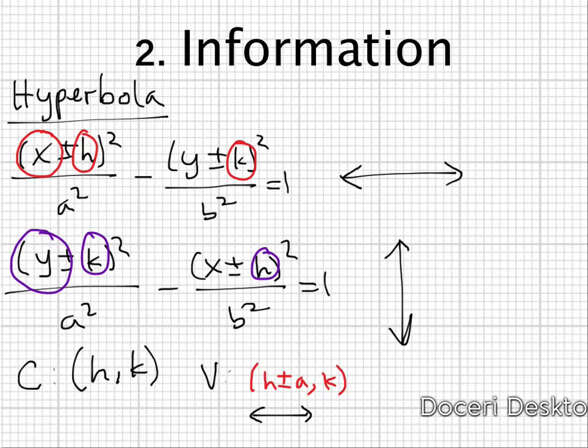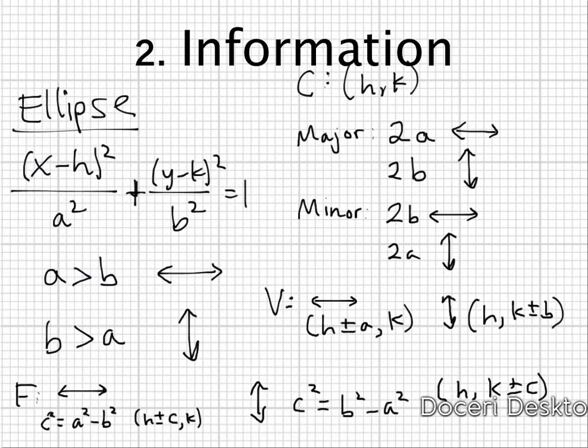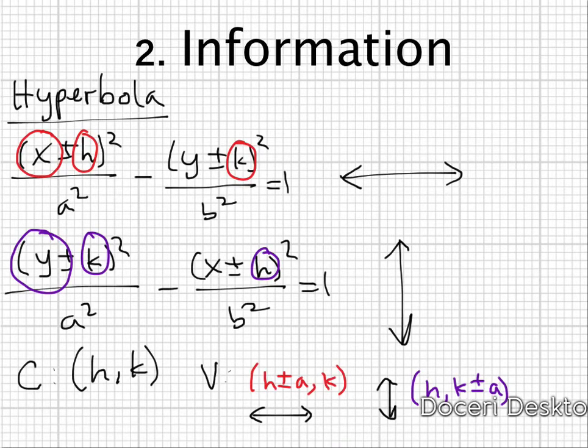Okay, and for up and down, my vertices are going to affect the y value, so it's h, comma k plus or minus a. In fact, they're very similar to an ellipse here. In fact, they're the identical thing. If we're going left to right, we're affecting the h value. Up and down, we're affecting the k value.